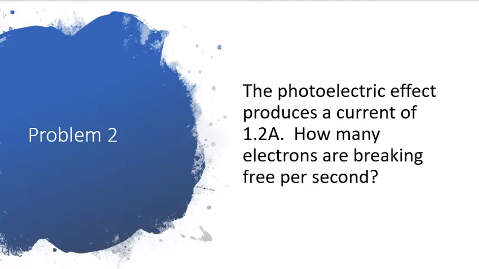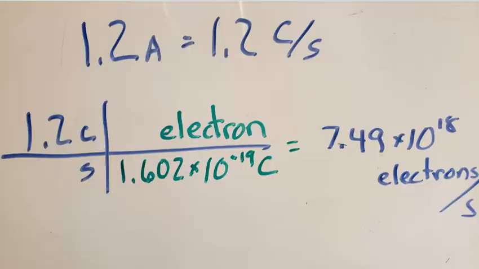All right, so it's 1.2 amps, which is the same as 1.2 coulombs per second. Then I set that up with 1.2 coulombs per second, and this number pops up all the time, 1.602 times 10 to the negative 19 coulombs per electron. So coulombs will cancel out, and I'll be left with electrons per second. 7.49 times 10 to the 18 electrons are breaking free every second due to the photoelectric effect. So this is really more of a unit analysis question than it is anything else.